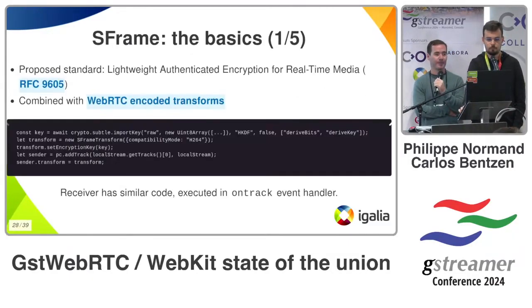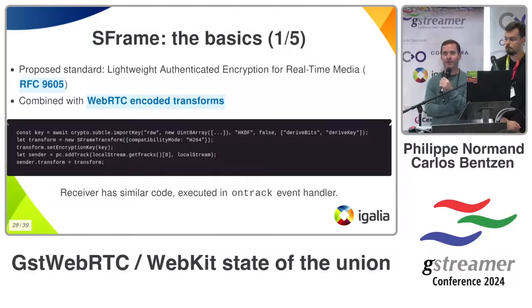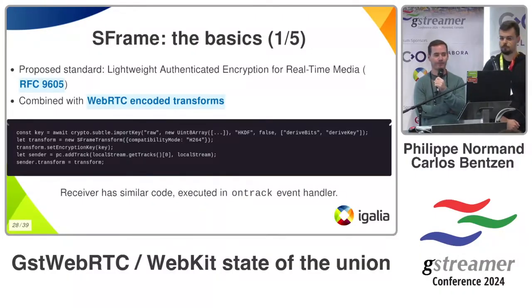Another thing is SFrame, which is end-to-end encryption. You might wonder why that is needed, because there's already some protection, like SRTP in WebRTC. But this is about end-to-end encryption. If you want to interact with an SFU and keep the encryption working, you need another layer of encryption. That's the purpose of SFrame.